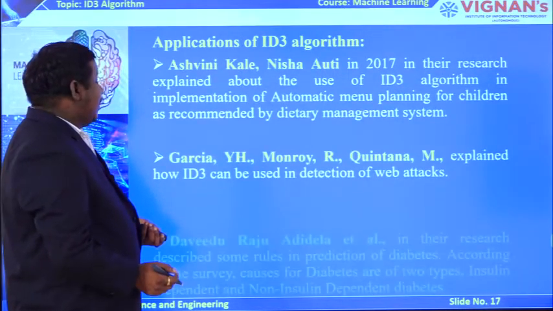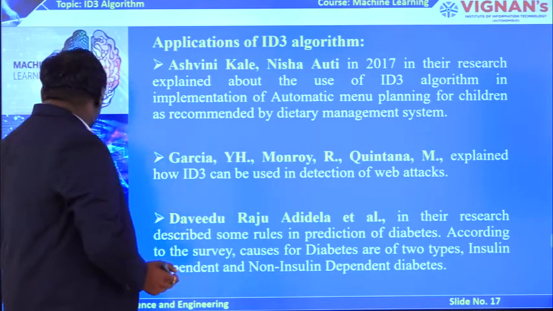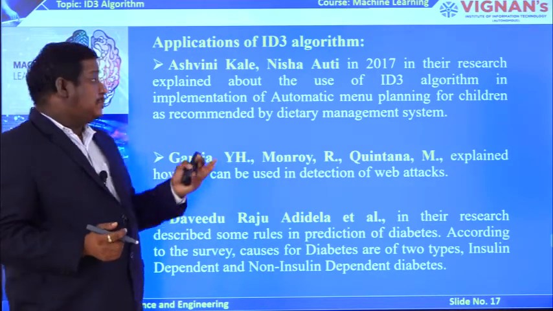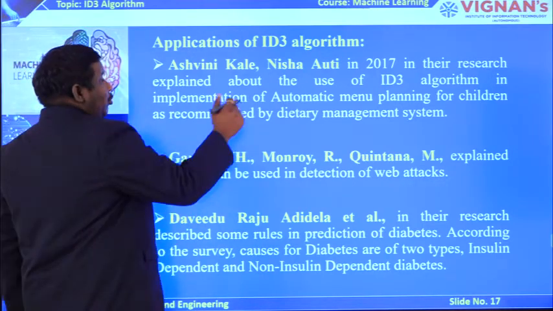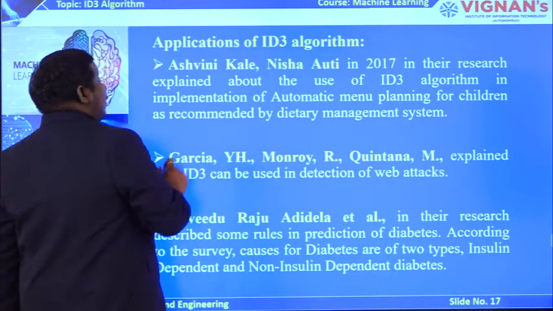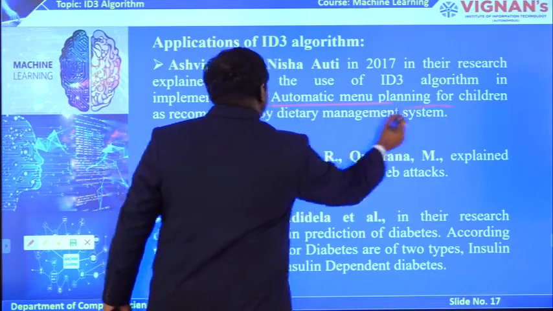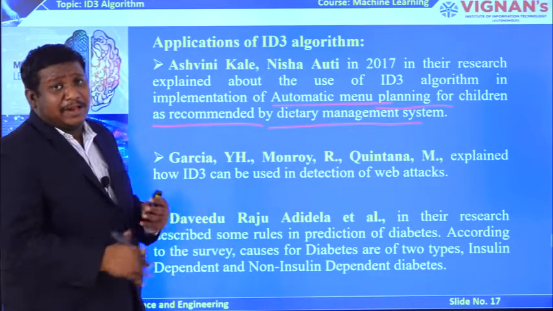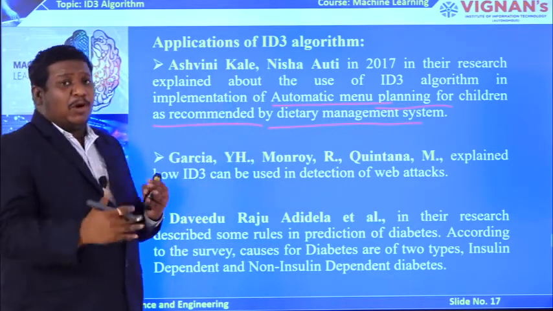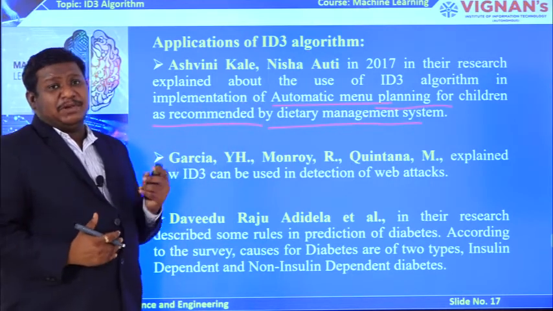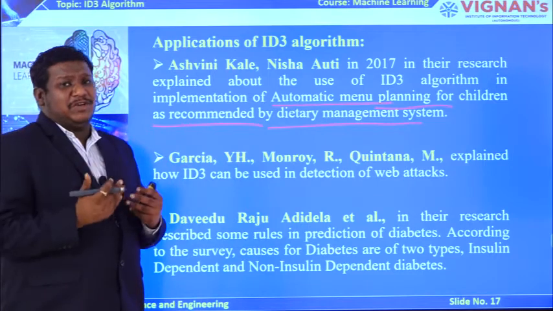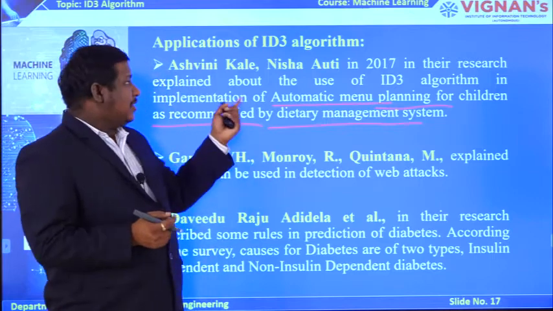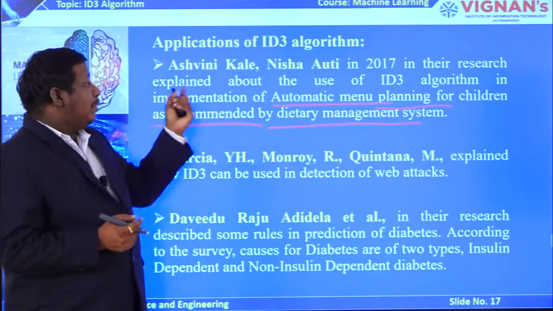Some of the applications of ID3 algorithm: several researchers have used this ID3 algorithm in their different applications whenever they are conducting their research. Ashwin Kale and Nisha Ati in 2017 considered this ID3 algorithm for automatic menu planning for children as recommended by a dietary management system. These authors used the ID3 algorithm to develop a model in which the menu for the children is automatically monitored based on the health condition of the children, as suggested by the dietary management system. That was one of the best applications developed in 2017.